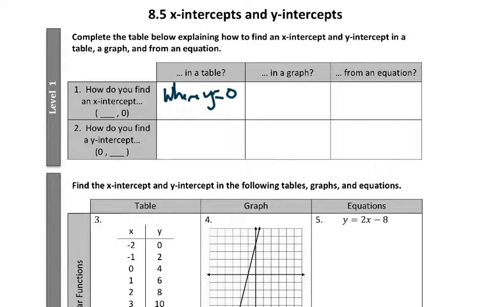And that means that if you find the row where x equals 0, that's going to be your y-intercept. You would need to write more than what I'm writing on the screen. The place where you find it in a graph is, you're going to look for where the line crosses the x-axis. That's how you find an x-intercept, and the way that you find a y-intercept is you're finding where the line crosses the y-axis.